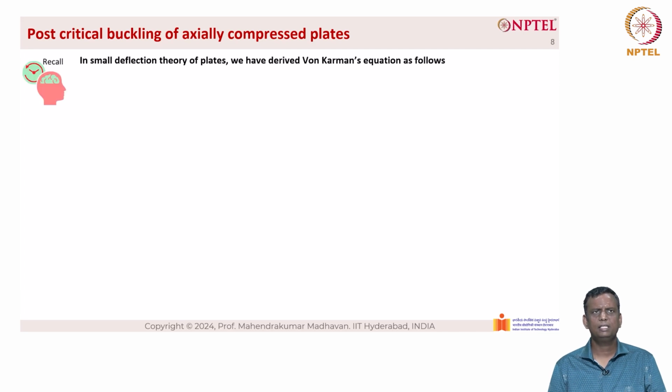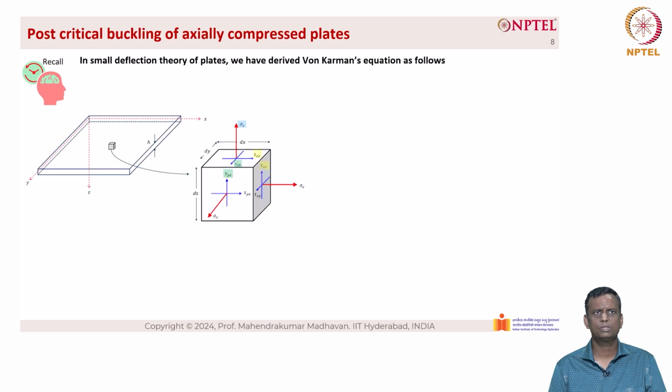Now recall that in small deflection theory of plates, we have derived von Karman's equations as follows. You can see a plate, and then we can take a small cube out of that, which is a stress cube. And you can see the stresses that are acting in the cube in x direction, y direction and z direction, as well as the shear stresses that are acting.